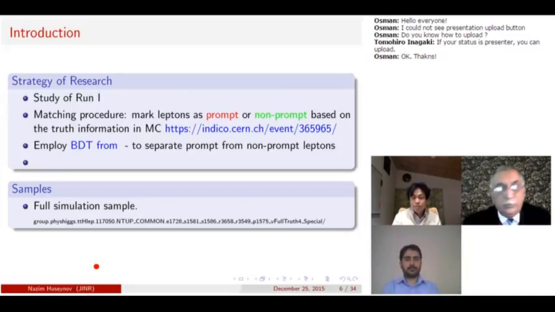Thank you very much. Let's thank Dr. Nazim Huseynov from Dubna for his good talk. Really, the main importance, as I understand correctly, is to reduce background and to increase the signal level.